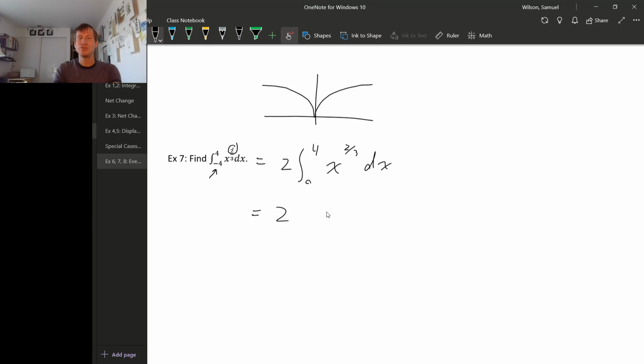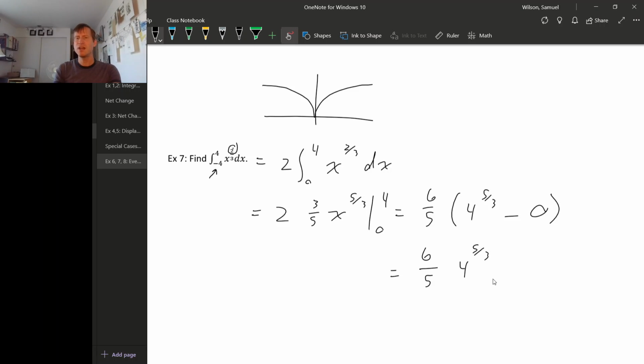So 2 times our integral. With the power rule for integrals, we have to increase the power by 1, so that's going to give us 5/3. And then we need a 3/5 down here. Evaluate from 0 to 4. So 2 times 3/5 is 6/5. And then we'll plug in our bounds. For our top bound, we get 4 to the 5/3. And when we plug in 0, we get 0. So this whole thing turns out to be 6/5 times 4 to the 5/3. And if we wanted to, we could get a decimal approximation for this by dumping it into a calculator.